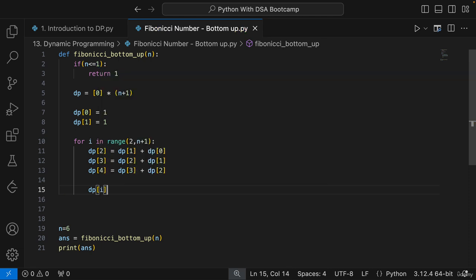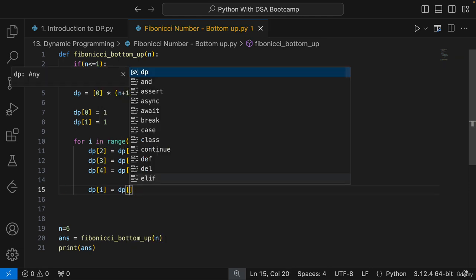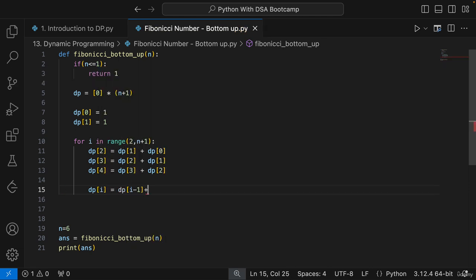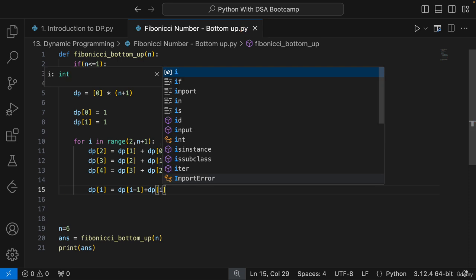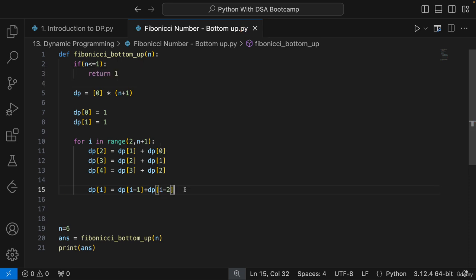DP of i is equal to DP of i minus 1 plus DP of i minus 2. The reason I took it as 0 is because I'm adding it this time, right? I'm not checking if it is not -1 or something. We can do that as well. But again, the idea is the same. If we have 0 here, even if we make a mistake, this adding will not at least extrapolate our answer. We can remove this all.